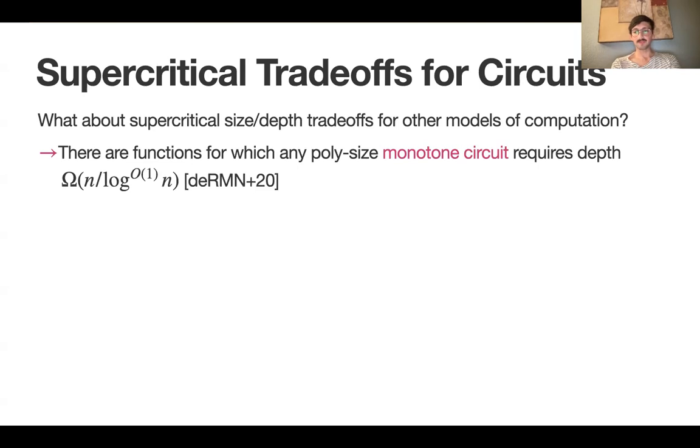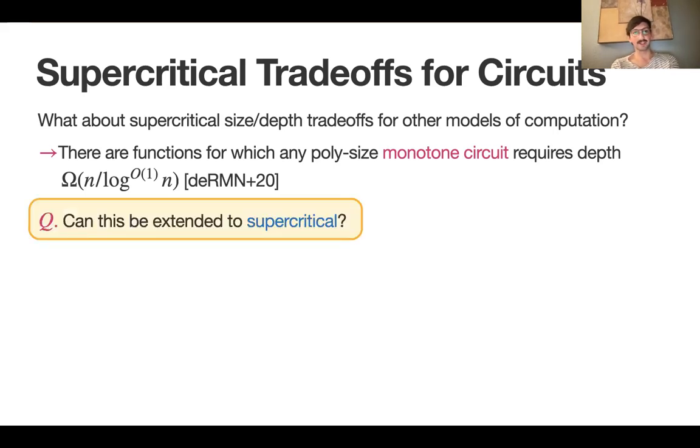Okay. So a very natural model of computation to look at is monotone circuits, because we know these are very tightly connected to proof systems. Furthermore, there are functions for which poly-size monotone circuits require a near maximal n over polylog n depth. So a natural question is, can this be extended to a supercritical trade-off? If you restrict the size, can you show that the depth has to be above n?